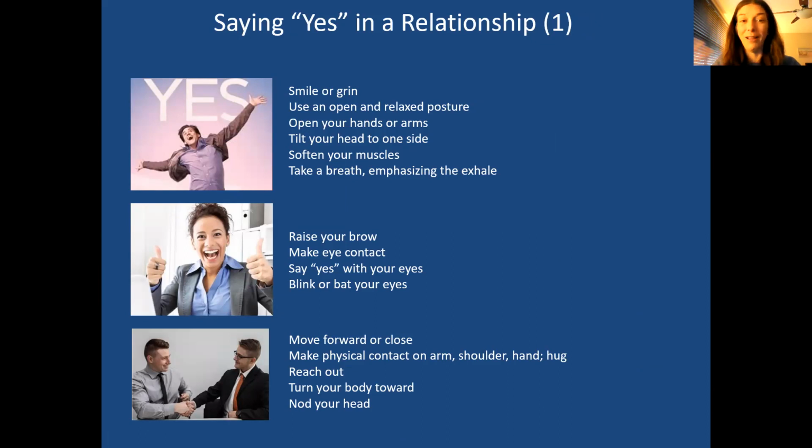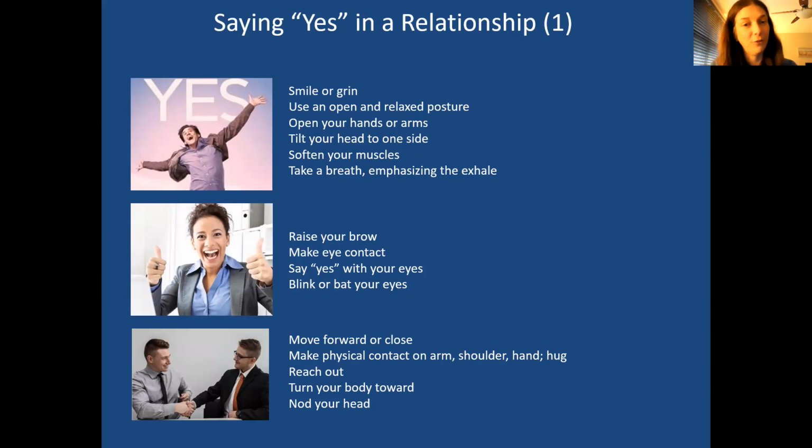Okay, good smile, right? Yes is kind of an openness, a smile. Yeah, let's do it, right? Use an open and relaxed posture. If you're a radically open DBT person, the big 3+1 would apply here. Okay, open your hands or arms, tilt your head to one side, kind of like in a flirtatious way, I guess.